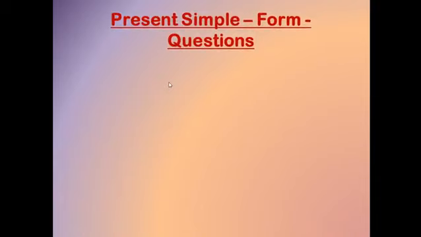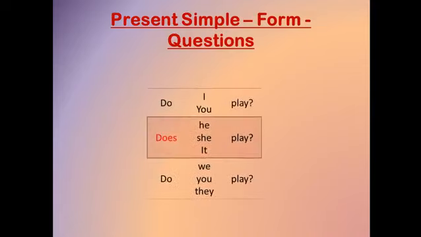Now how do I form a question using the present simple? I want to ask a question using the present simple. So with I, you, we, you plural, and they, I add do in the beginning and then my subject and then my verb and then of course the question mark. I do not forget the question mark because this is a question. So for example, do I play, do you play, do we play, do you play, do they play.